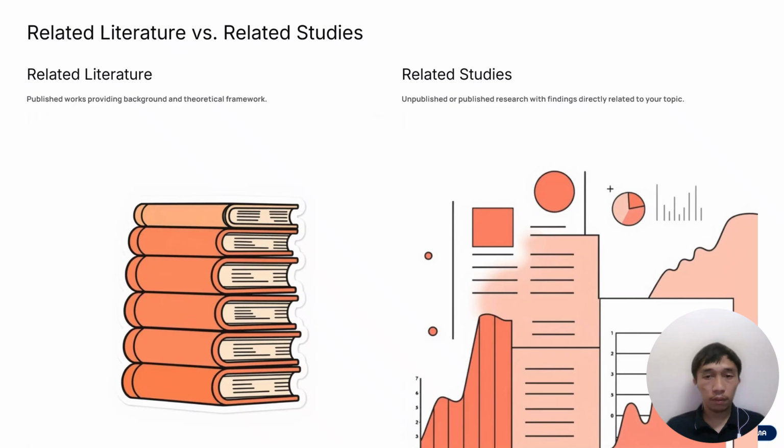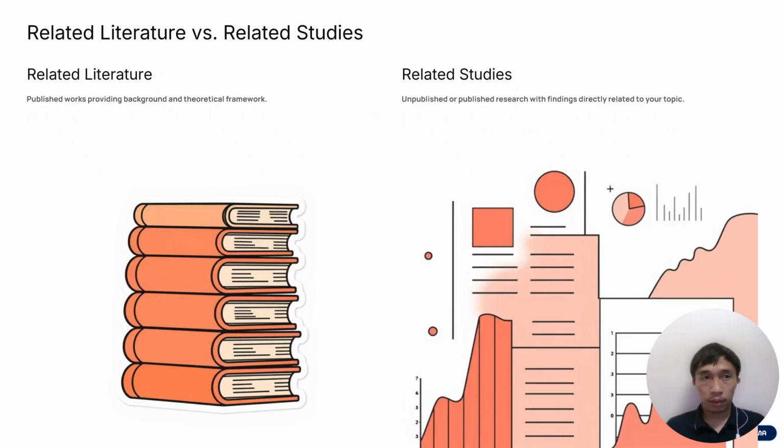Let's first identify the difference between related literature versus related studies. Related literature is published works providing background and theoretical framework. Most likely it is a complete study. And related study is unpublished or published research and findings directly related to your topic. So related studies are more likely connected to your own research.